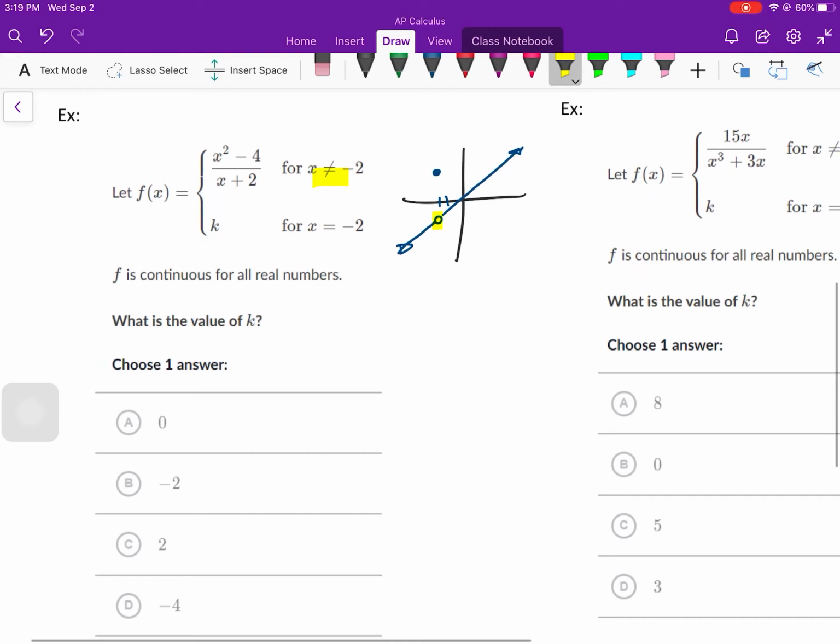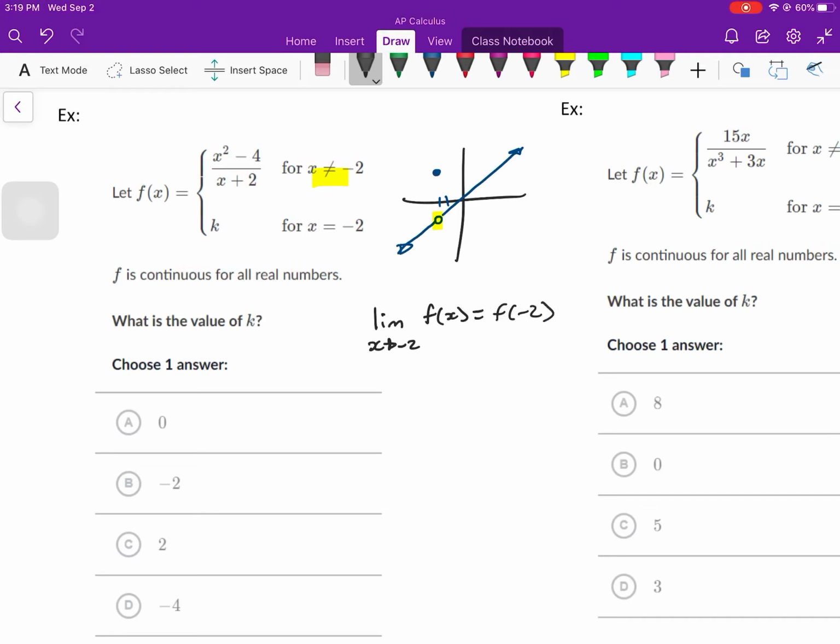All right, so how are we going to do this? I'm going to go ahead and figure out what the limit would be for this. Because remember, in order for something to be continuous, the limit has to actually equal the function there, right? So f of -2 right now, we know is k. So we've got to figure out what that k value is. Let's figure out what the limit is, and then that's what our function is going to have to equal.